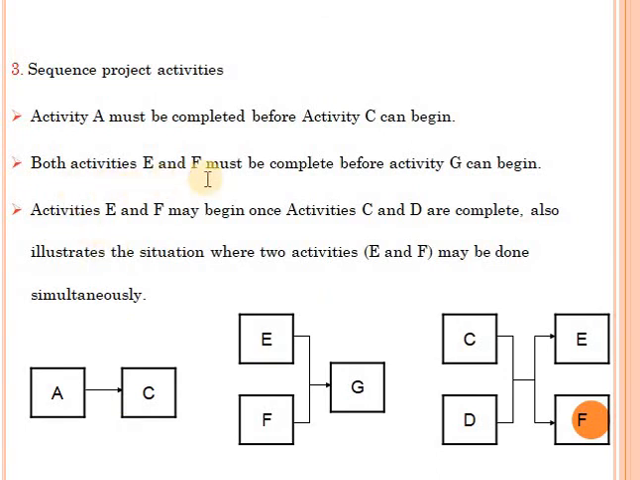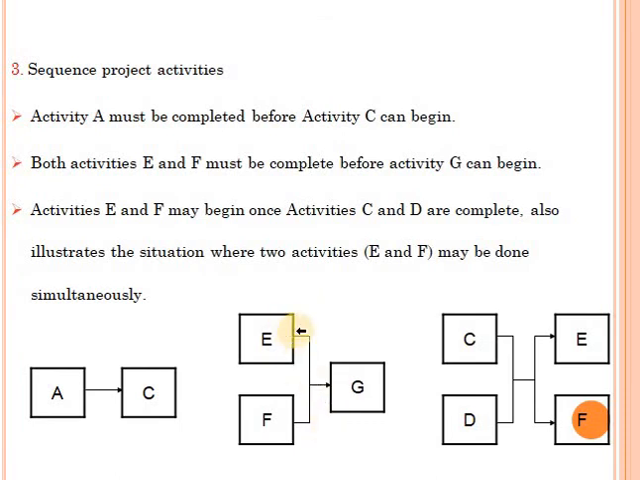Both activity E and F must be complete before activity G can begin. So this is activity G, and I need to finish both E and F. So this means that even if I finish activity E and F is still in progress, I cannot begin with activity G. So I must wait until I finish E and F in order to begin G. So G is related to both E and F.